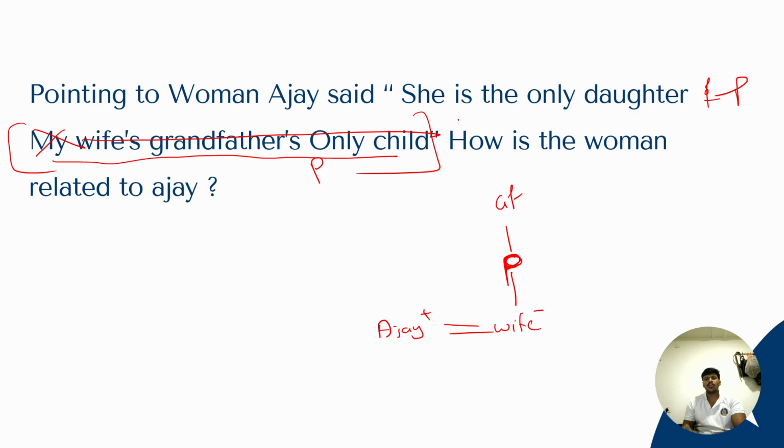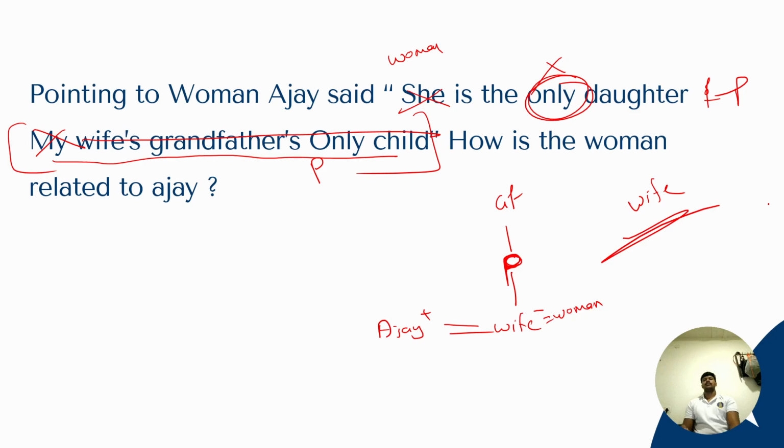Okay. She is the only. She means who? That woman. Woman is the only daughter of P. But already the only daughter of P is the wife. That means that woman is none other than the wife. But listen, if the word only is not there, that woman can be wife or wife's sister, the possibility is also there. That's why if the word only is not there, the answer can be wife or sister-in-law. As the word only is there, only one female is there, so that female has to be the wife. So here the woman is wife of Ajay.